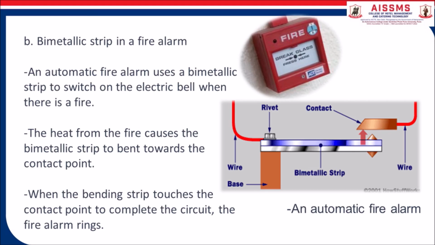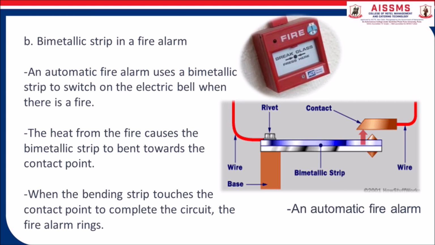Another example to share is a bimetallic strip in a fire alarm. Let us see its application. An automatic fire alarm uses a bimetallic strip to switch on the electric bell when there is a fire. The heat from the fire causes the bimetallic strip to bend towards the contact point. So what has happened here? Expansion. When the bending strip touches the contact point, the circuit is completed and the fire alarm rings.